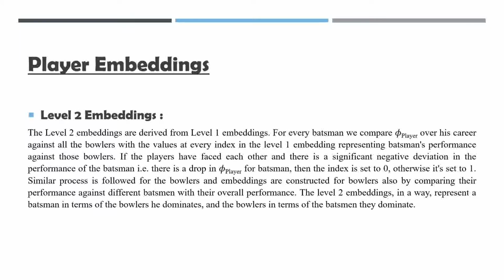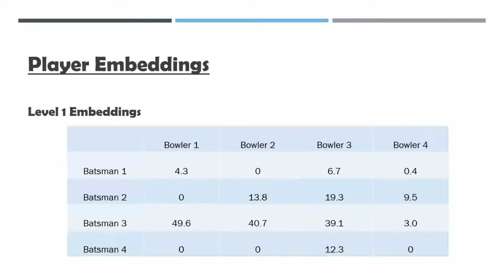And to derive the level 2 embeddings, we do the following. For every batsman, we compare the five player over his career against all the bowlers with the values at every index of the level 1 embeddings. So if the players have faced each other and there is a significant negative deviation in the performance of the batsman, that is, there is a drop in his performance, then the index is set to 0, and otherwise it is set to 1.